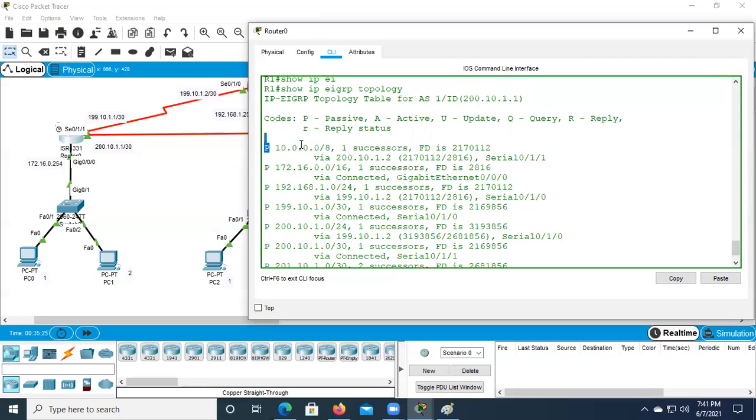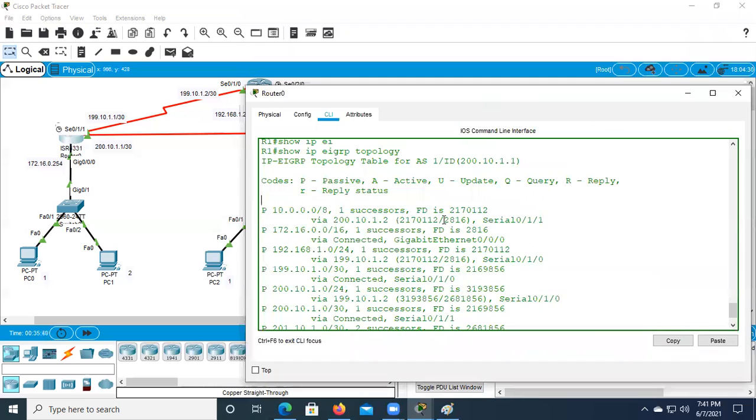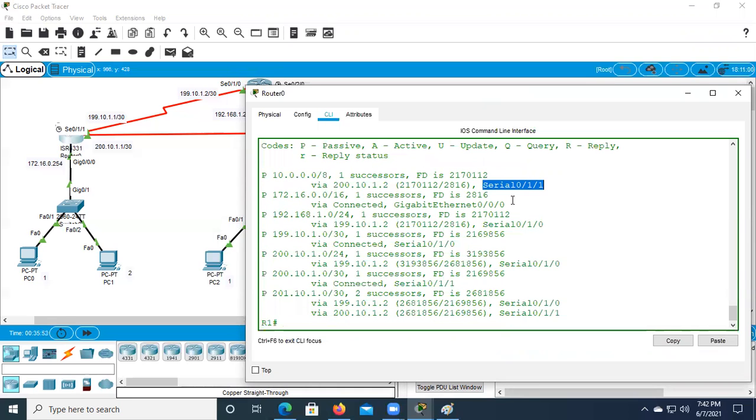Router 1 can reach 10.0.0.0, that is the router 3 network. There is only one successor. FD value, feasible distance, is the total distance from my source to the destination. You can reach this network via 210.1.2 connecting on serial 0/1. Now you see here, to reach the serial network between router 2 and router 3, there are 2 successors.